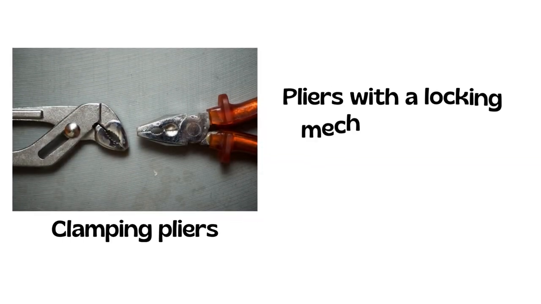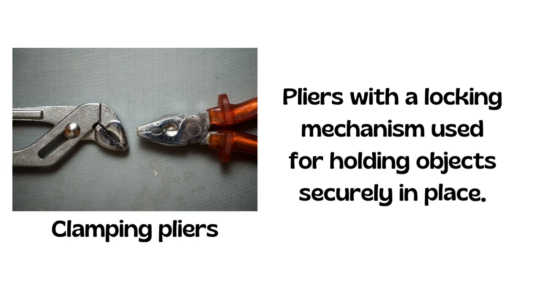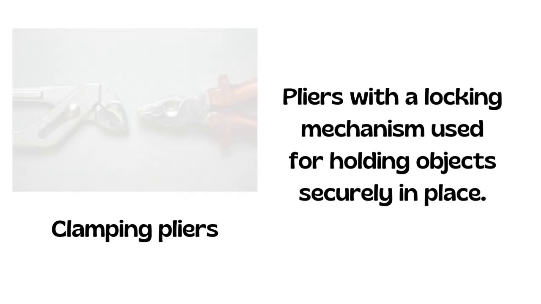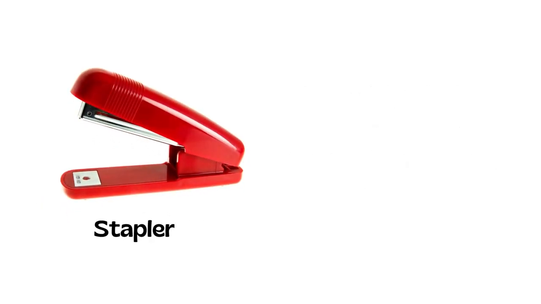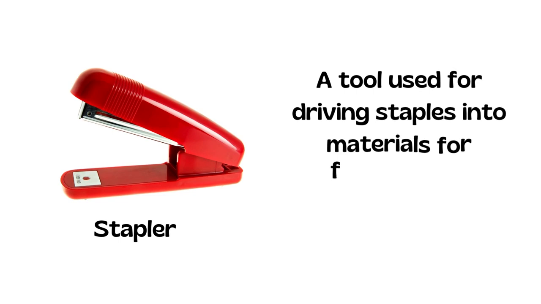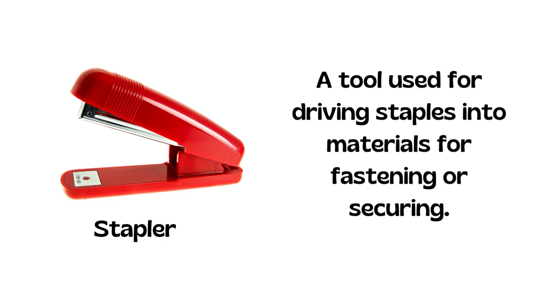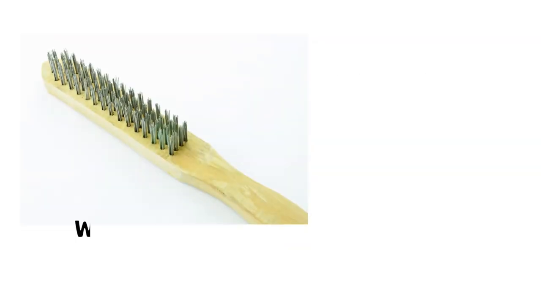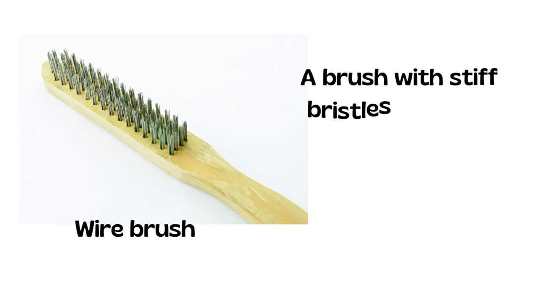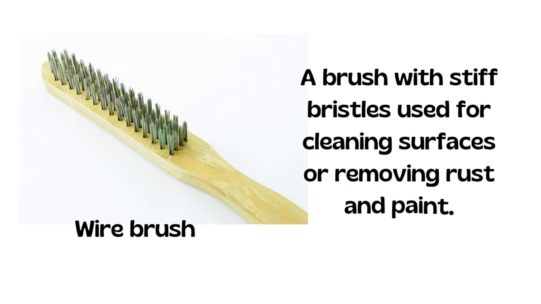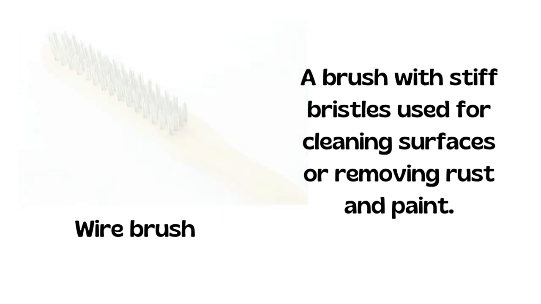Clamping pliers, pliers with a locking mechanism used for holding objects securely in place. Stapler, a tool used for driving staples into materials for fastening or securing. Wire brush, a brush with stiff bristles used for cleaning surfaces or removing rust and paint.